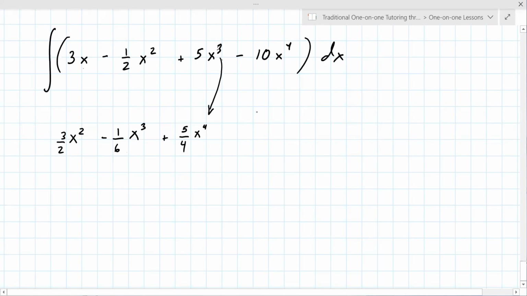The last one you actually can simplify. It's x to the 5th over 5, but there's a 10. So it's 10 over 5 x to the 5th, which just becomes 2. Okay.